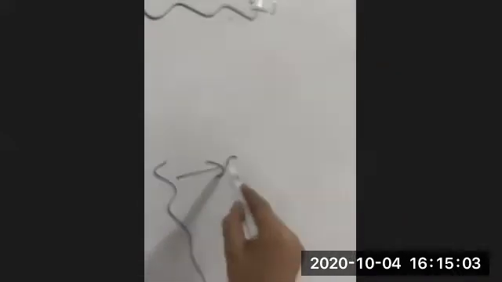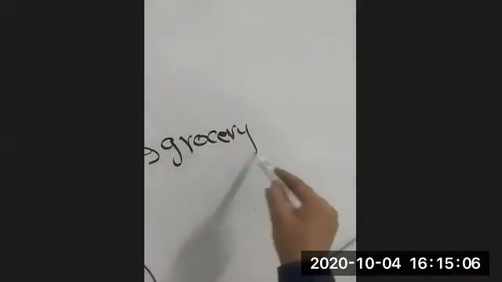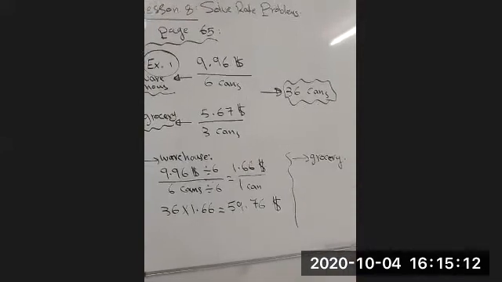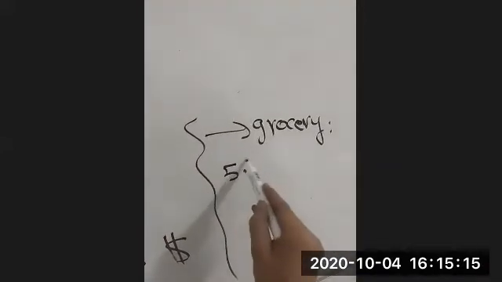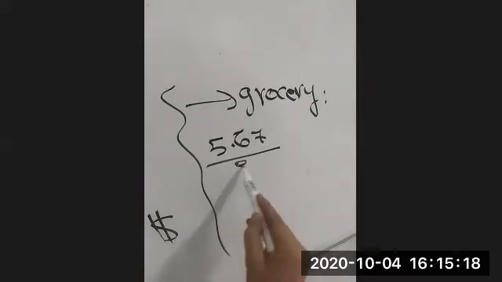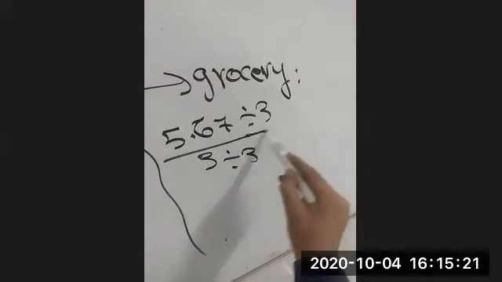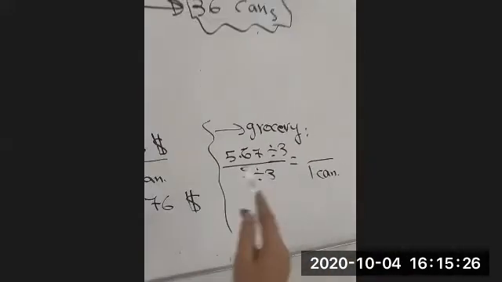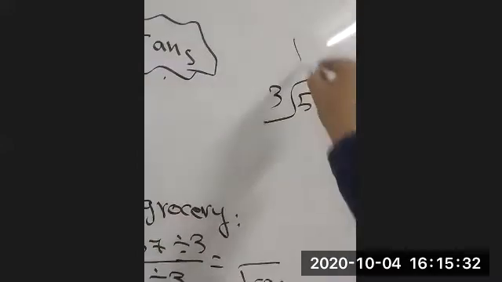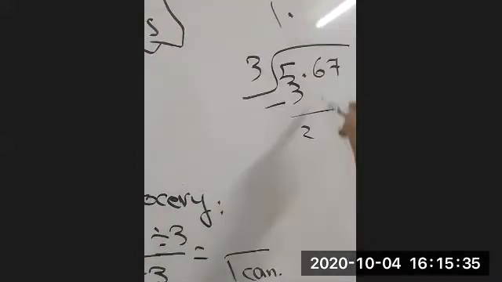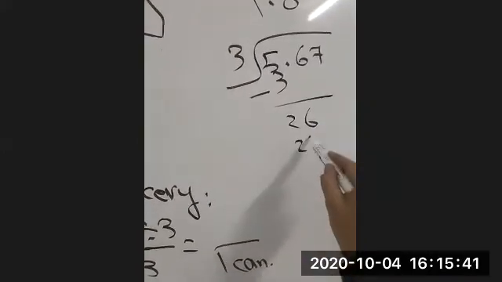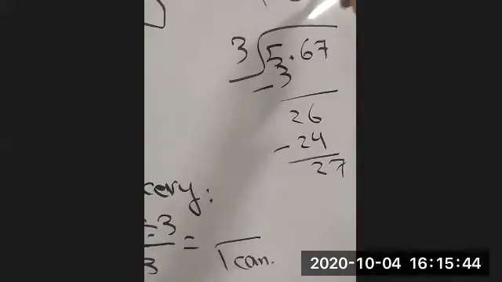So for the grocery, let's find the unit rate of it, then multiply by 36 to know the price of the 36 cans. So 5.67 over 3, divided by 3 and divided by 3. This will be 1 can, and up we'll divide normally. 5.67 divided by 3. Here 1, 3, subtract 2, decimal 6, 8, right? 8 by 3, 24, subtract 2, then 7, this is 9.